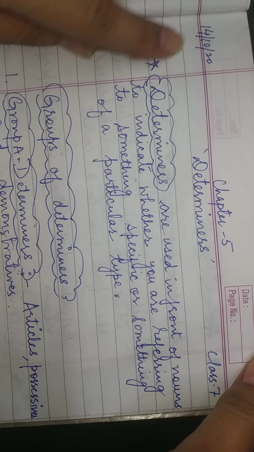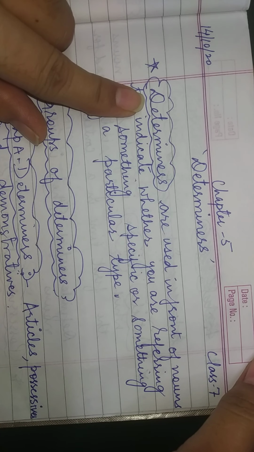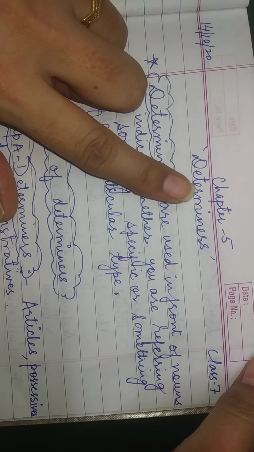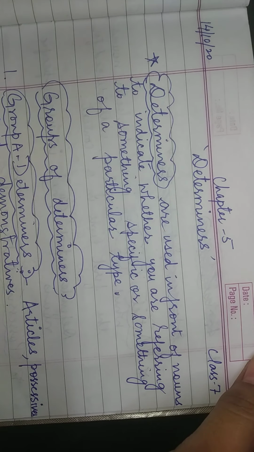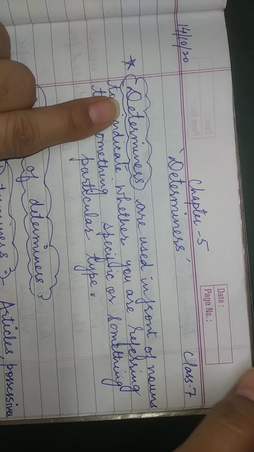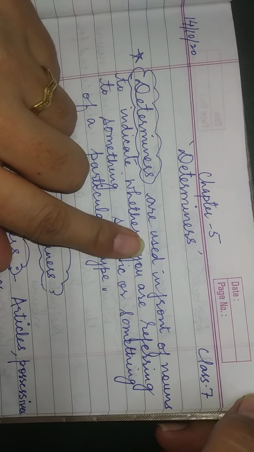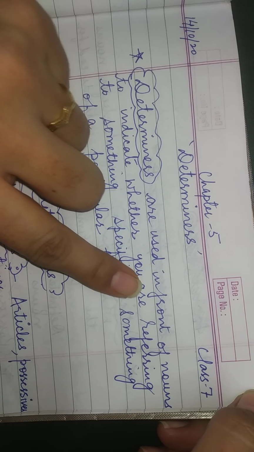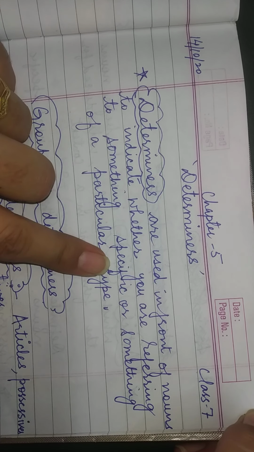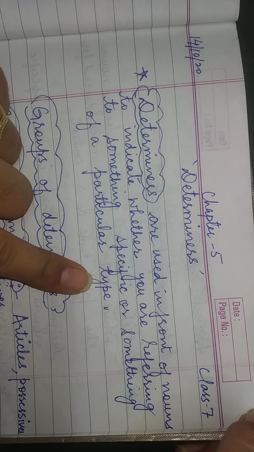Now I will just explain briefly because we have already discussed it many times from the grammar book. So it is just for your recapitulation. It is your chapter 5 from your grammar book, determiners. You have to mention that, and then you will write the definition of determiners, that is, used in front of nouns to indicate whether you are referring to something specific or something of a particular type.